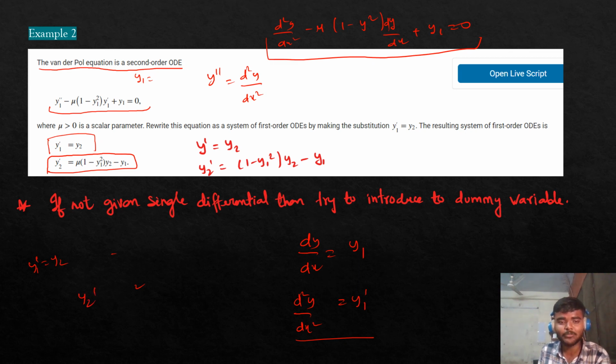So we write y2 dash equals mu(1 minus y1 square), and in place of y1 dash we put y2, minus y1. And here, in the first code, you also have to write whatever you have assigned, so y1 dash is equal to y2. So here we bypass this double differential, right? We introduce the dummy variable and then we can solve it. So this way you have to solve the double differential.